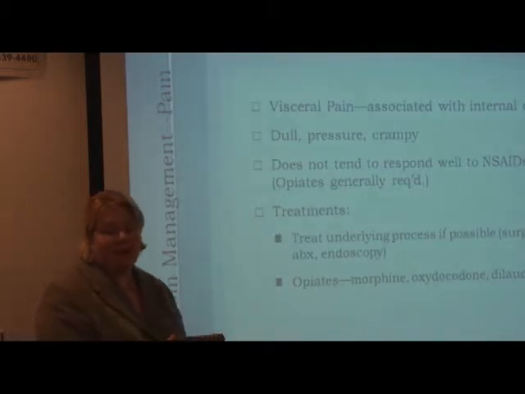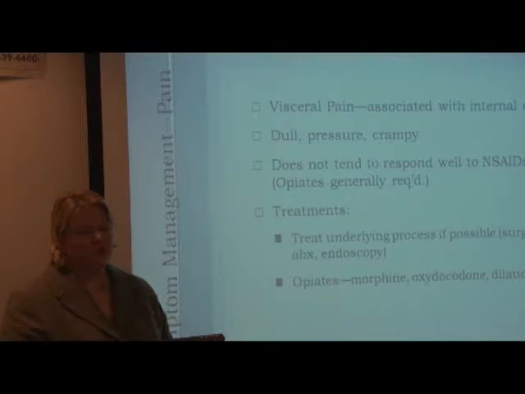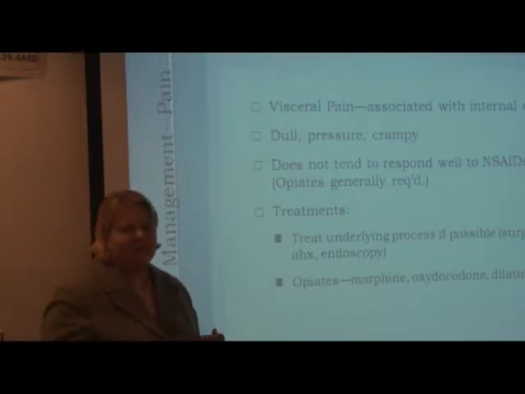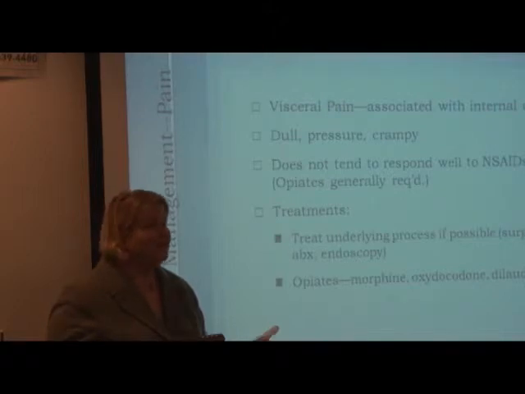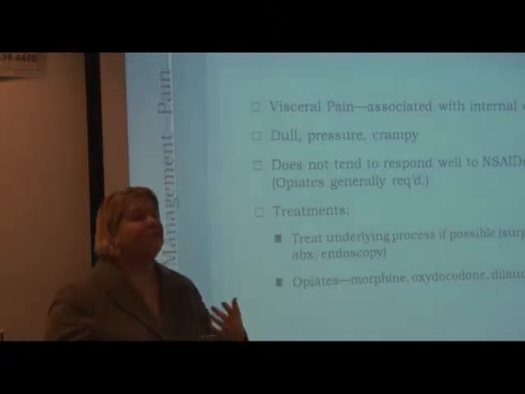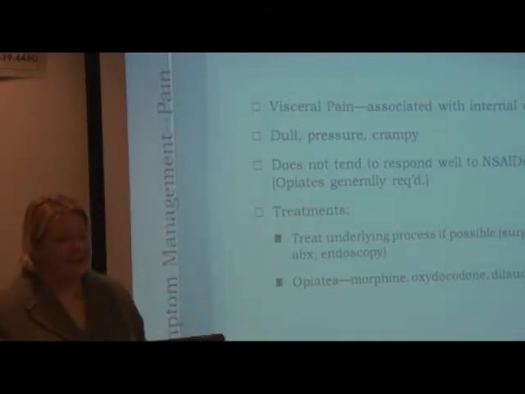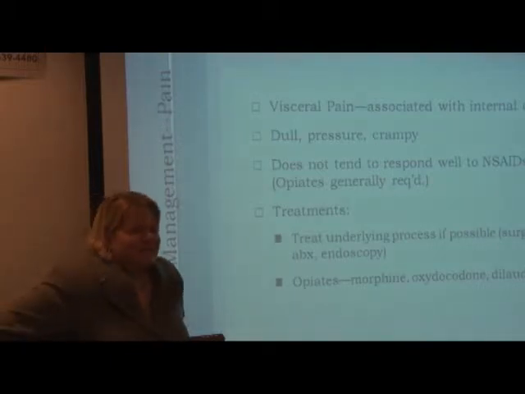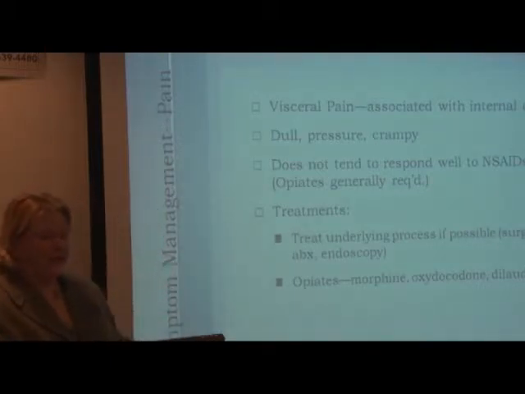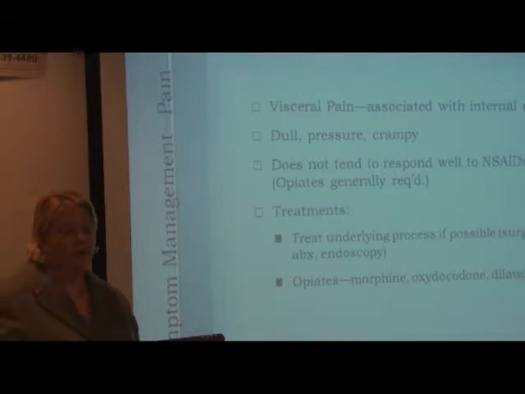Treatment of the underlying process, if possible: surgery, antibiotics if there's an abscess. What I always think of with visceral pain is pyelonephritis. I don't know if you've ever seen a patient with pyelonephritis or ever had it, but it gives you this really crampy, dull pain in your back from the kidneys. So antibiotics can work for that. And then opiates, morphine.